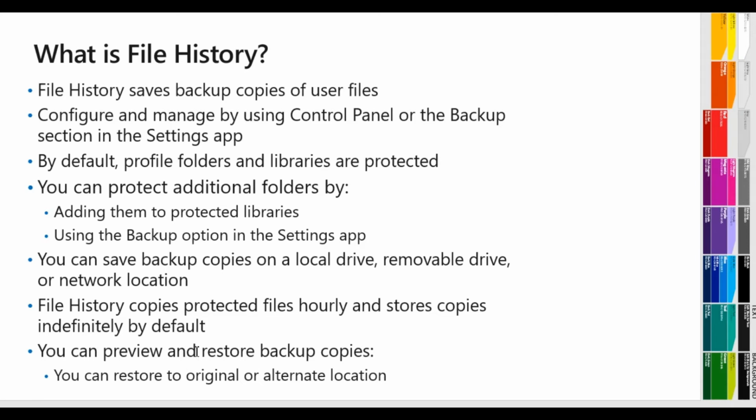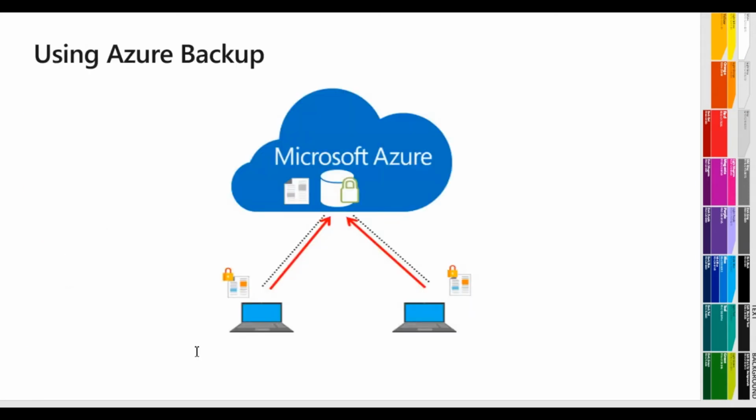Right, so we're going to look at file history later on. Azure backup. This is another kind of backup. Azure backup means from your computers, you can back up your files and folders or entire operating systems to the cloud. This is cloud backup. In Microsoft Azure, we have backup options. We can back up the entire device over there.